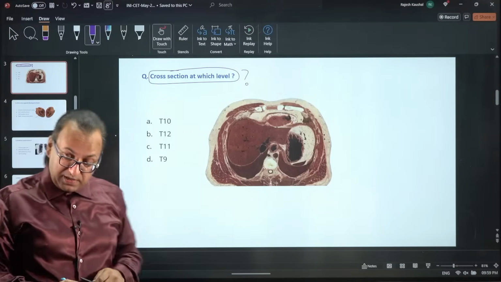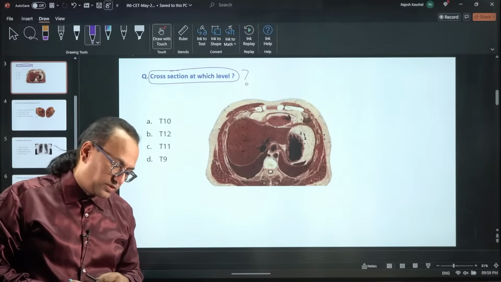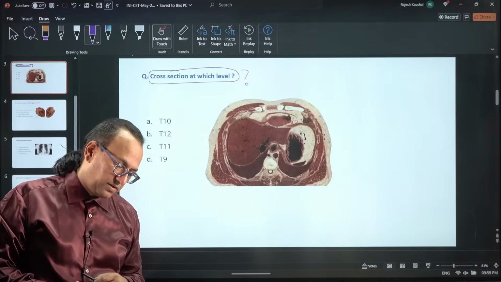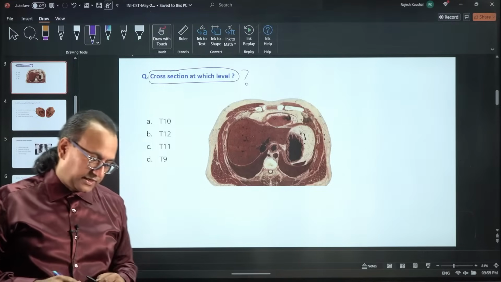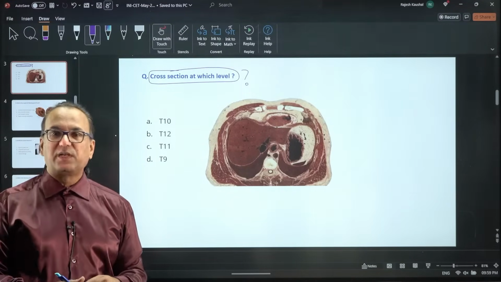Right. So students are telling it is T12. Why would you say it is T12? T12.